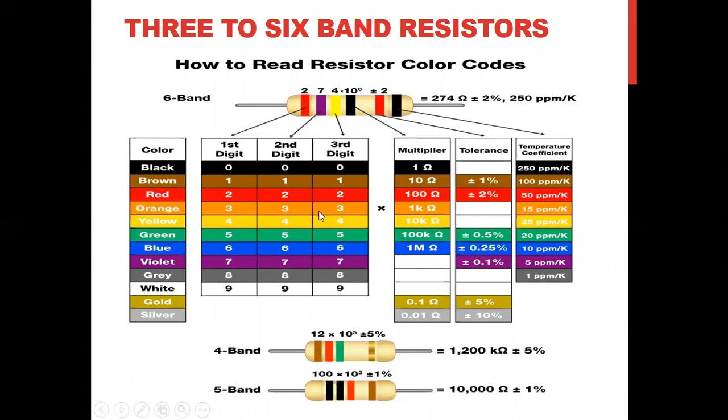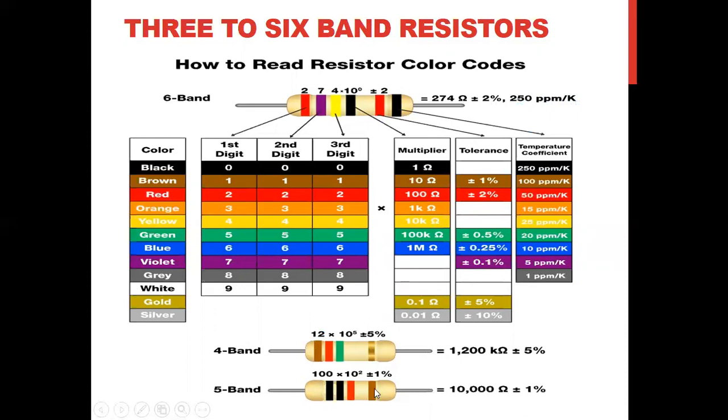How can we write? Now from here, if there is a 4-band, it means these 3 values. You can see they are equally spaced. This one is the tolerance and temperature coefficient. Equally spaced, these are the resistance value. This is the tolerance. Okay. For 5-band, these are the equally spaced values.